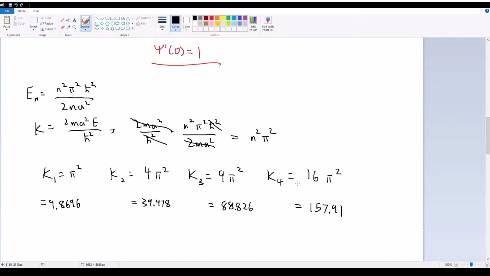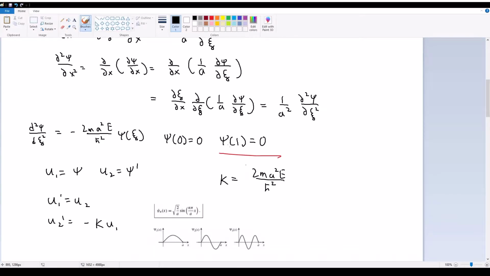So what we're going to do is plug each of these numerical values for k into our code, look at the graph, and verify that the graph does indeed go to 0 at psi of 1. So I will meet you now on Python, and we will do this code actually.